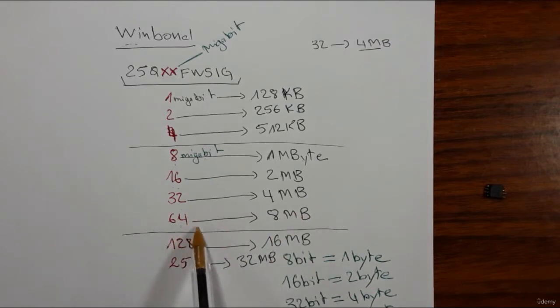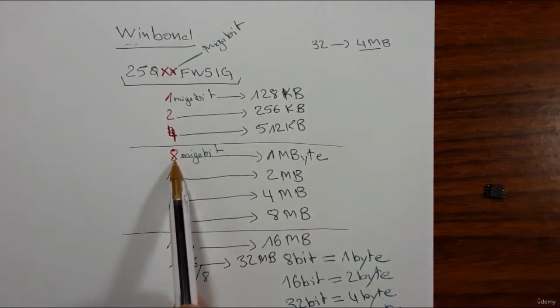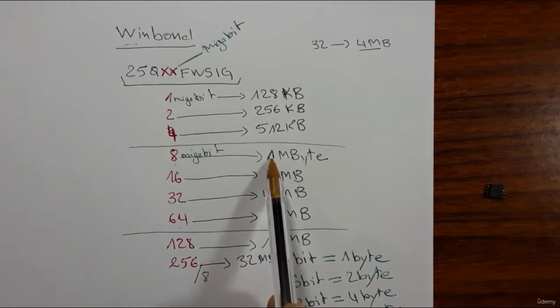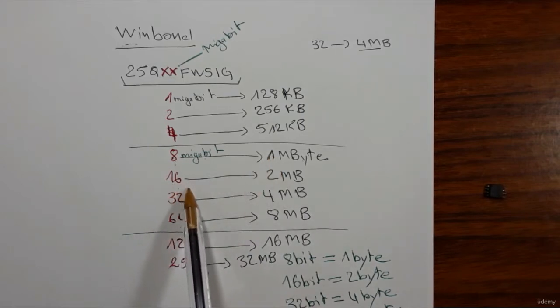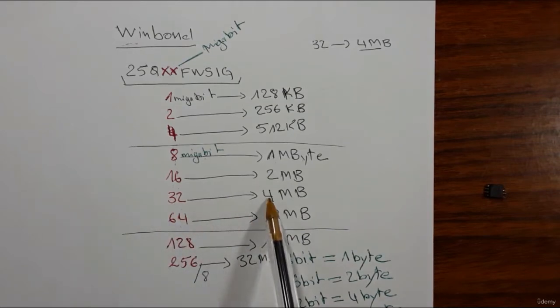Always you should divide it by 8, as you can see, because 8 bit equals 1 byte. So 8 megabit divided by 8, we get 1. 16 divided by 8, we get 2. 32 divided by 8, we get 4, and also here we will get 8.